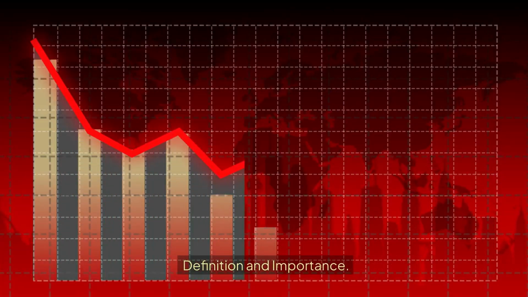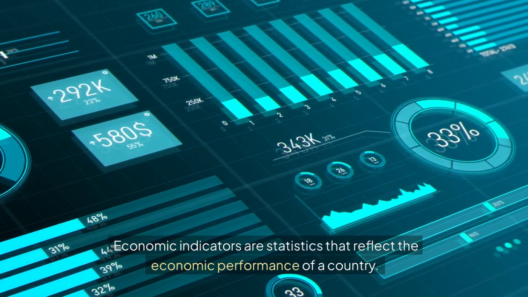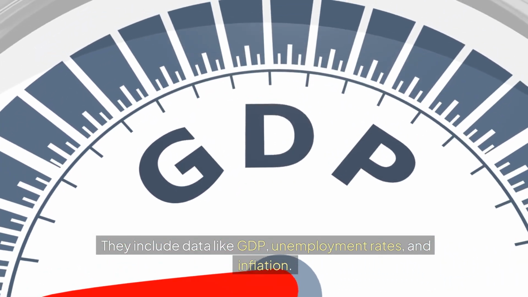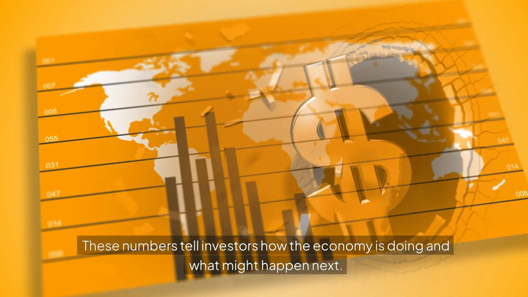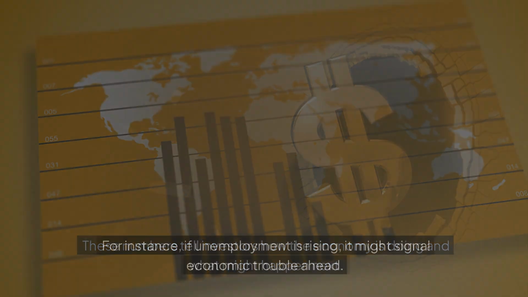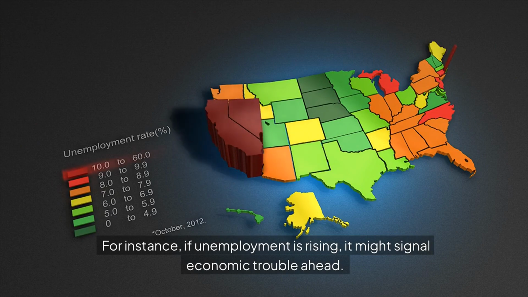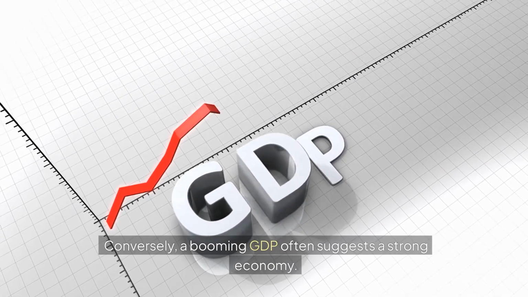Definition and importance. Economic indicators are statistics that reflect the economic performance of a country. They include data like GDP, unemployment rates, and inflation. These numbers tell investors how the economy is doing and what might happen next. For instance, if unemployment is rising, it might signal economic trouble ahead. Conversely, a booming GDP often suggests a strong economy.